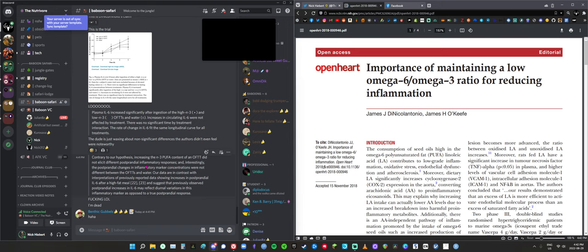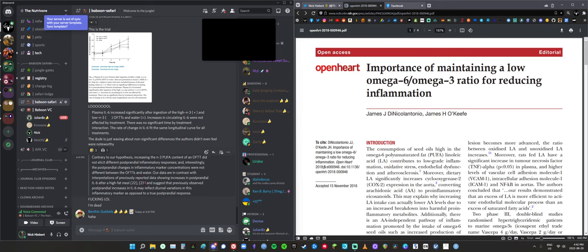Yeah, so contrary to our hypothesis, increasing the omega-3 content of an oral fat tolerance test did not elicit differential postprandial inflammatory responses, and interestingly, the postprandial changes in inflammatory marker concentrations were not different between oral fat tolerance tests and water, which means that none of the fatty acid conditions actually produce statistically significantly different effects in inflammatory markers, particularly interleukin-6. So the reference just straightforwardly doesn't support the claim.